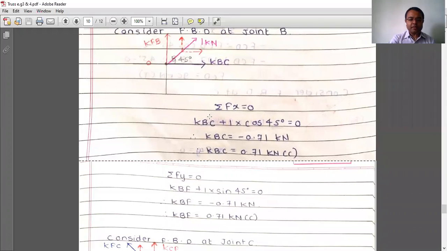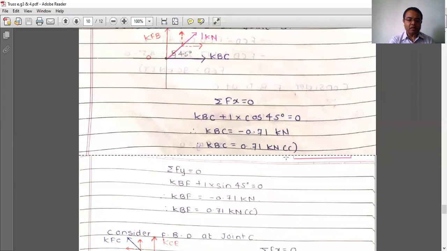So k_BC, that is the force in this member BC, plus 1 Newton force times cos 45 equals 0. Here we are getting the answer as minus. Minus means the assumed direction is wrong. Previously we assumed both the forces as tensile. So the final answer is that the force in the member BC is compression. Now apply summation Fy equal to 0 and find the force in the member BF.